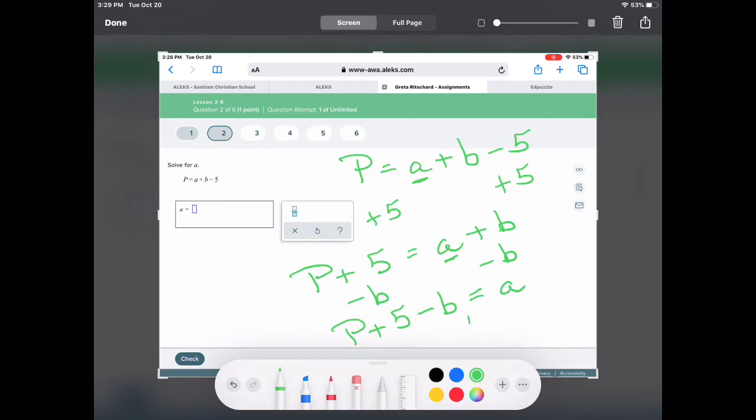Notice that I could not combine any of these things because they weren't like terms. P and 5 is a constant, and b is a different variable. And so we're just going to type in this. We can flip-flop the left to the right anytime we want to. So we can also call this a equals, and that way you'll be able to type the answer, p plus 5 minus b. You'll type that in and be good.